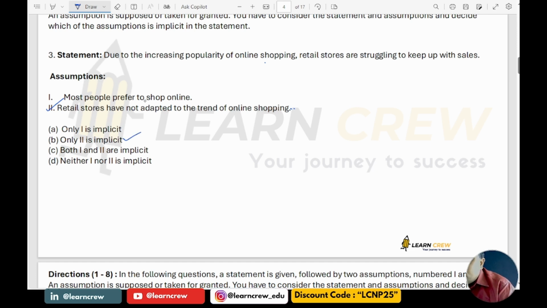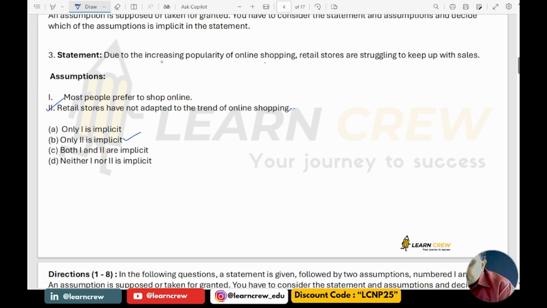Most people prefer to shop online. So I don't see 1 as the implicit assumption. Assumption 1, that most people prefer to shop online, is not implicit in the statement. The statement only mentions the increasing popularity of online shopping, not necessarily that most people prefer it. So we cannot assume it. So we can go for only one. Are you following?